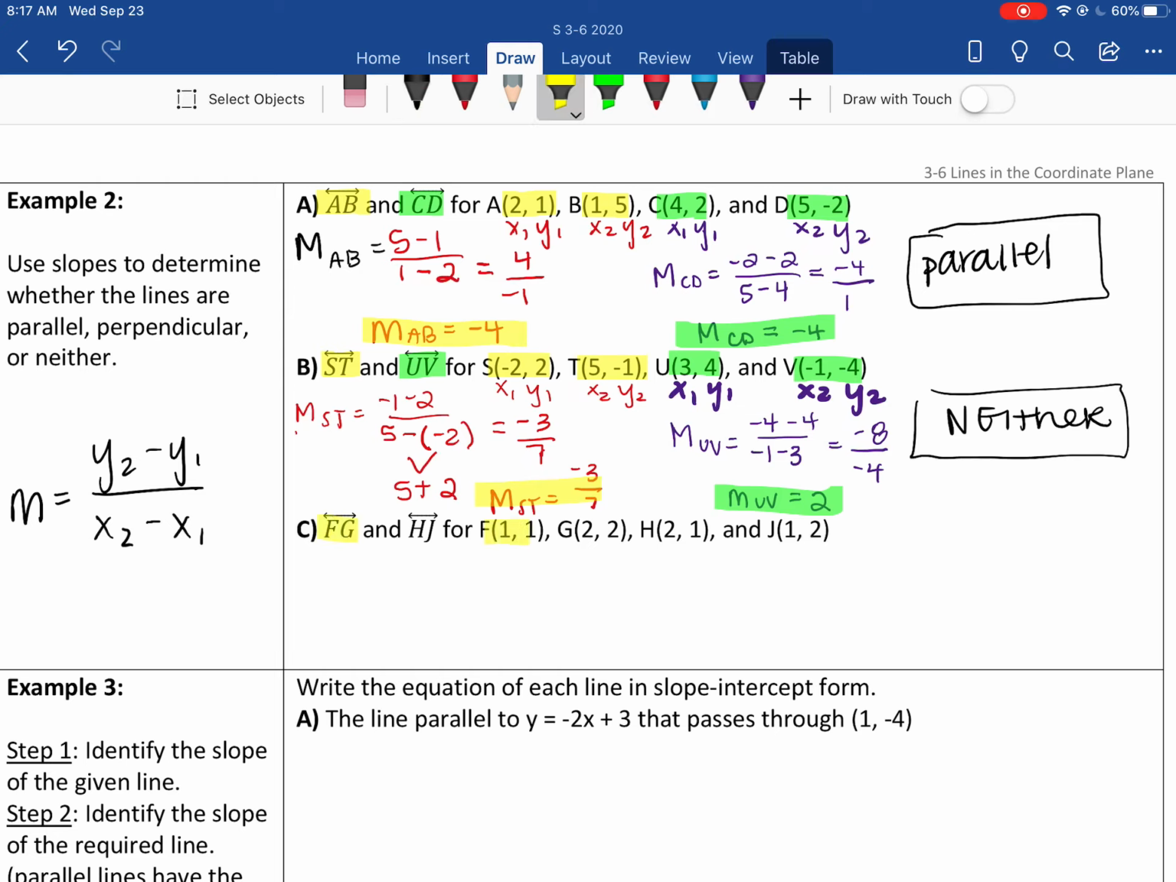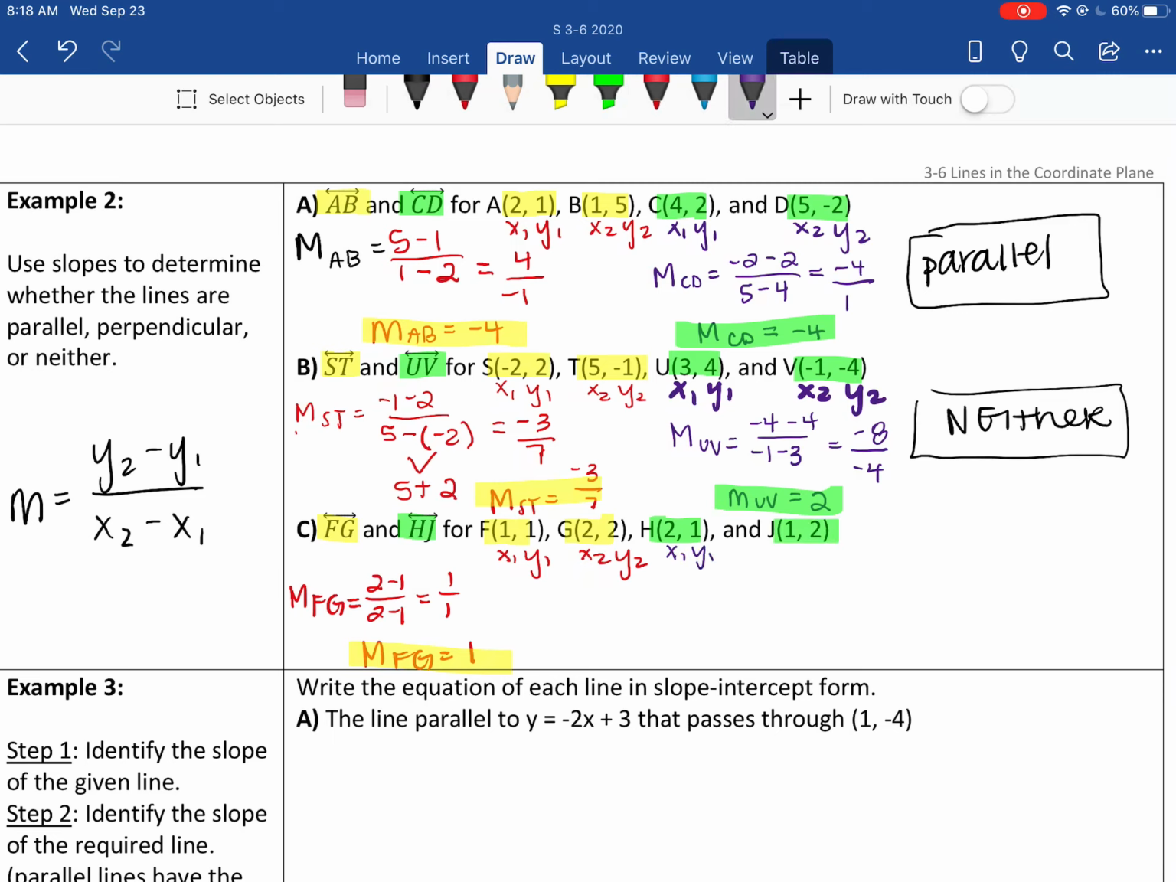All right, so now we're going to do the next one. So it's FG. We're going to use these 2 points. So this is my x1, y1, x2, y2. When we plug it in for the slope of FG, we have 2 minus 1 over 2 minus 1. 2 minus 1 is 1, 2 minus 1 is 1. 1 divided by 1 is just 1. So your slope of FG is 1.